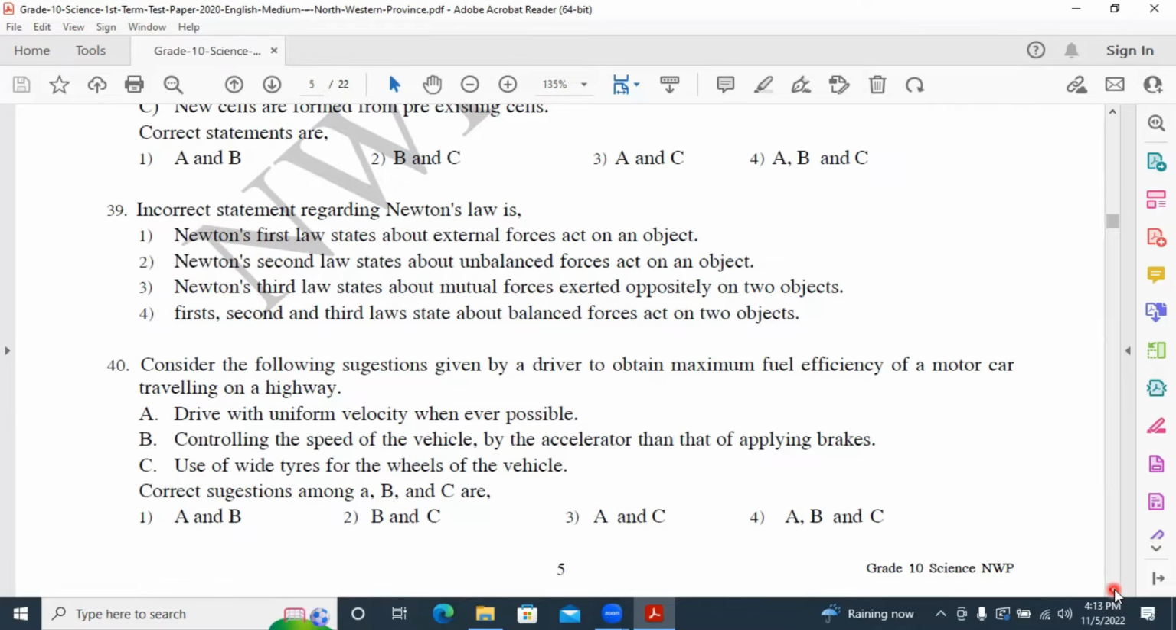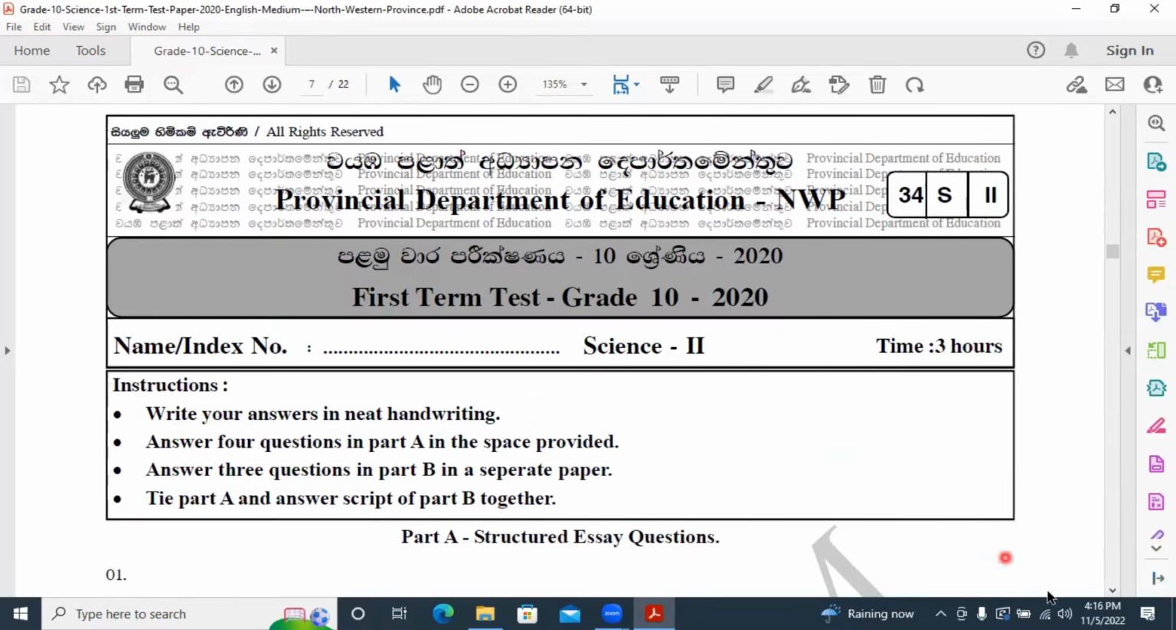B. Controlling the speed of the vehicle by the accelerator rather than by applying brakes is also correct. Use of wide tires for the wheel of the vehicle is incorrect. Answers A and B are correct. That was answer number 1. We will move to the second paper.